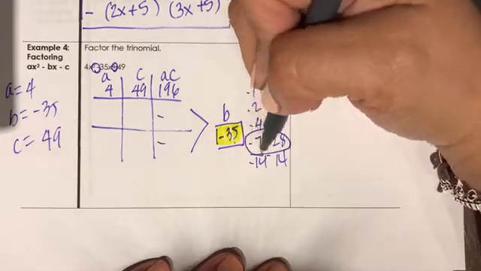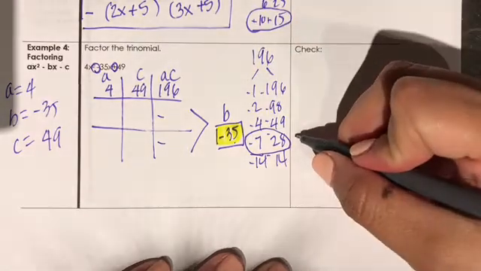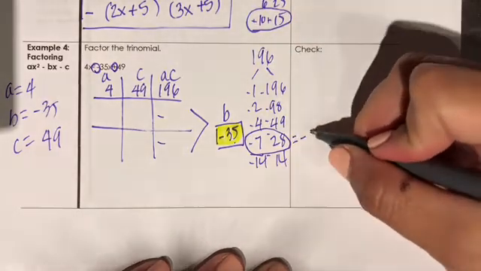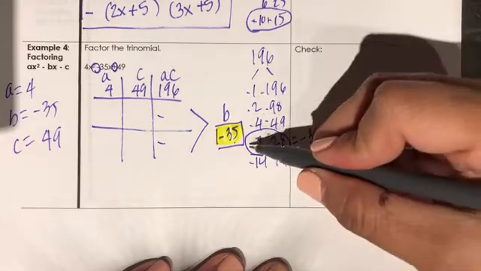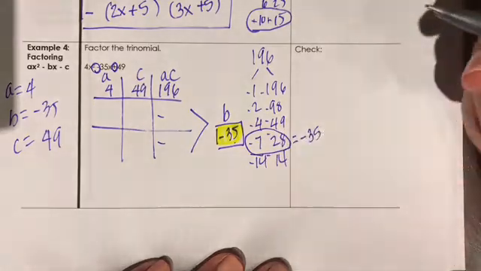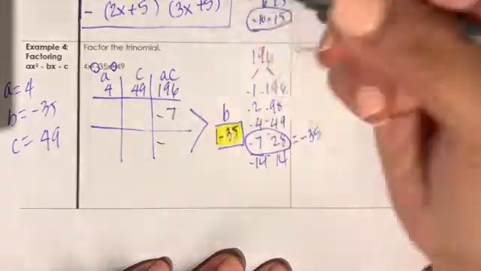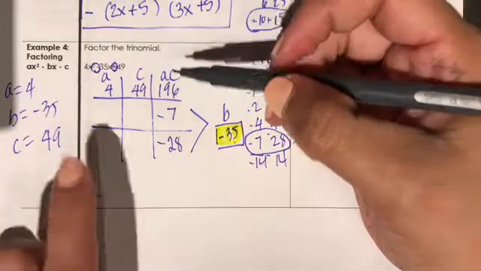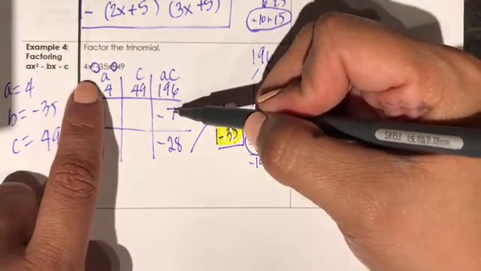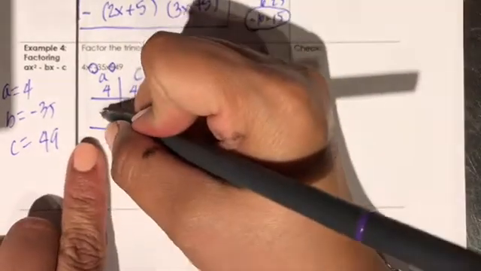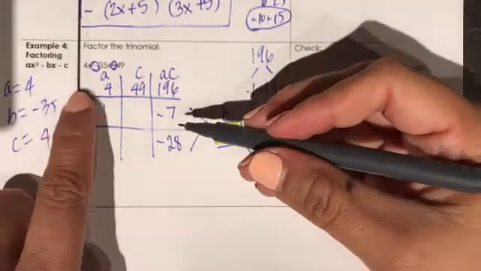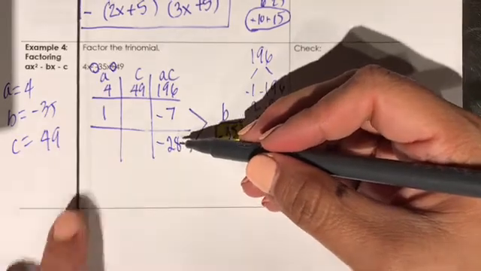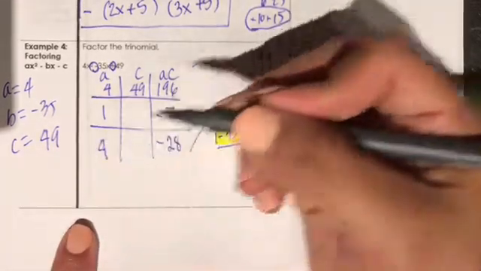This one right here. When I add that up, it's going to give me a negative 35. Negative 7 minus 28 is negative 35. So negative 7, negative 28. The GCF between 4 and negative 7 is 1. The GCF between 4 and negative 28 is 4.